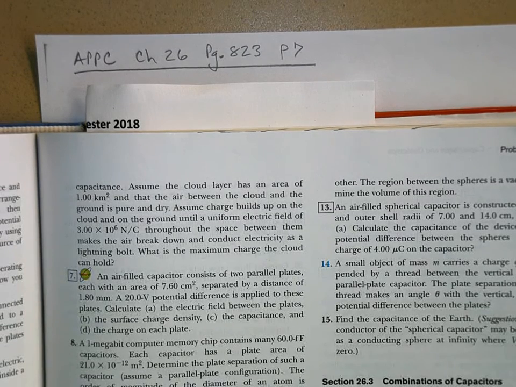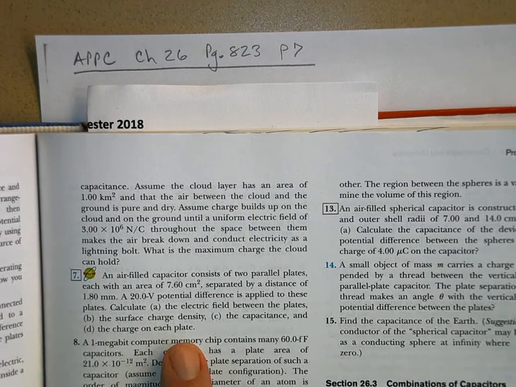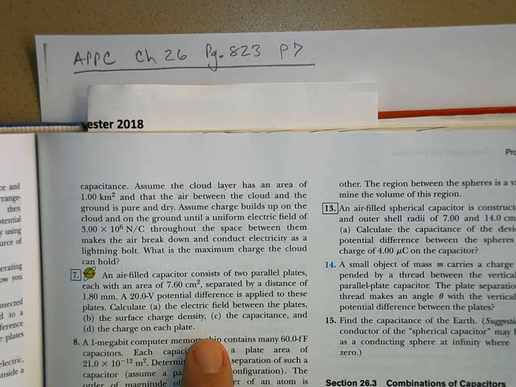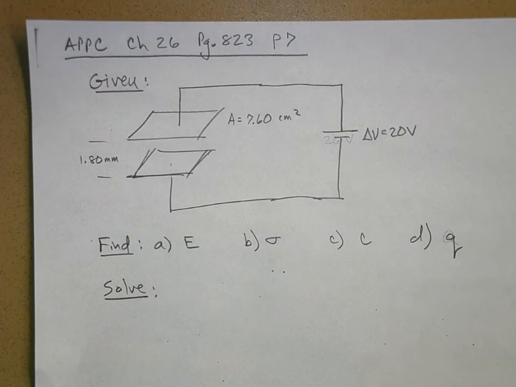All right, let's do problem number 7 on page 823 in chapter 26. It says an air-filled capacitor consists of two parallel plates, each with an area of 7.6 centimeters squared, separated by a distance of 1.8 millimeters. A 20-volt potential difference is applied to these plates. Calculate A, the electric field between the plates, B, the surface charge density, C, the capacitance, and D, the charge on each plate. Okay, so let's do it.